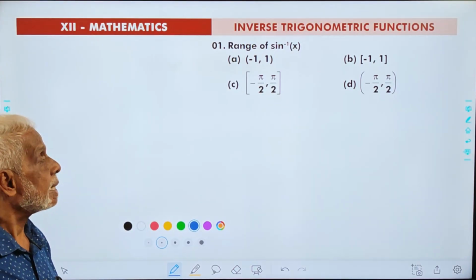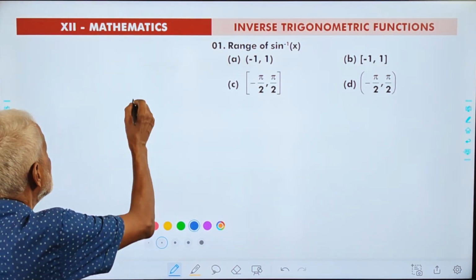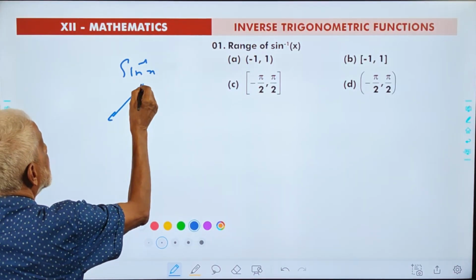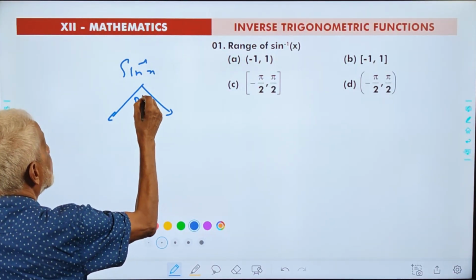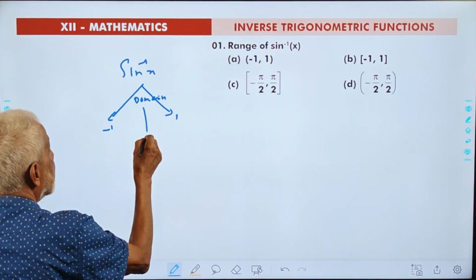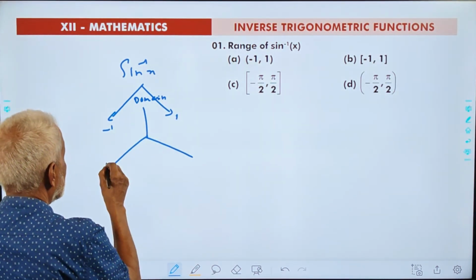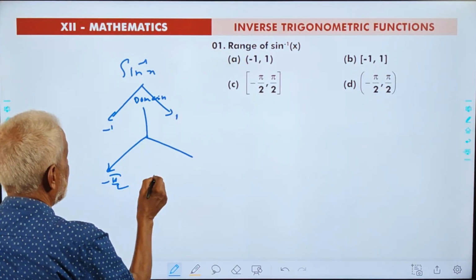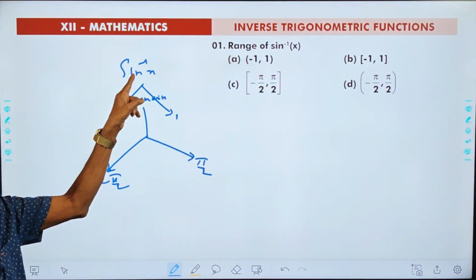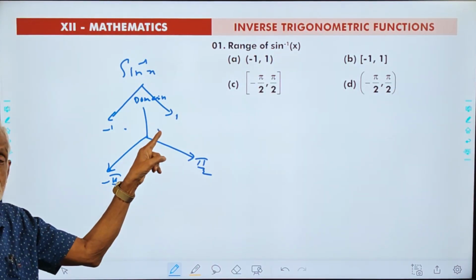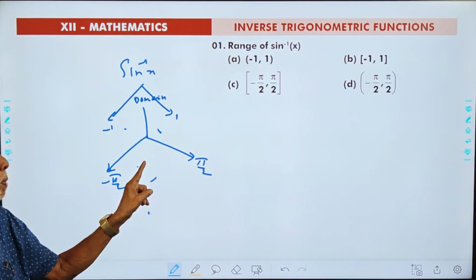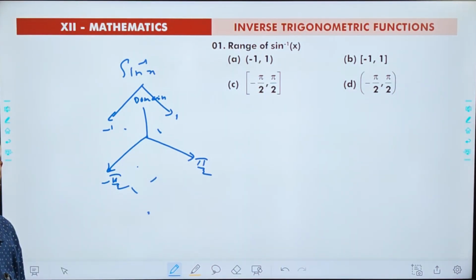Question number 1, range of sin inverse x. You know, sin inverse x, domain means x values. Domain of sin inverse x is -1 to 1. Then range, output values, minus pi by 2 to pi by 2. Should remember, domain of sin inverse x is from -1 to 1. Range of sin inverse x is from minus pi by 2 to pi by 2. Therefore, the correct choice is minus pi by 2, pi by 2.